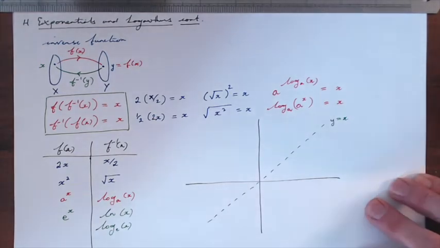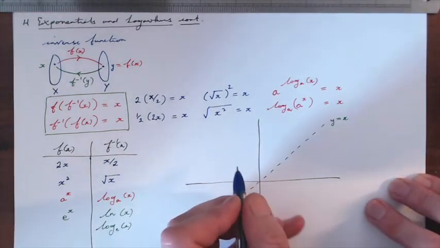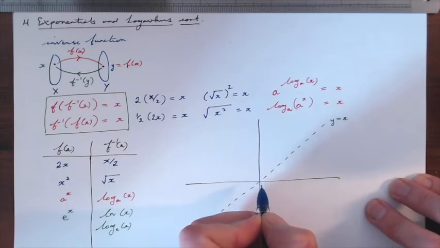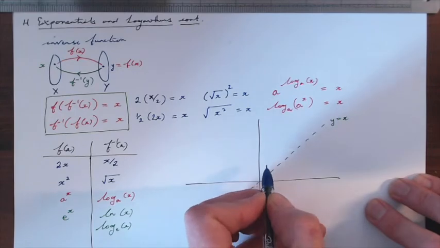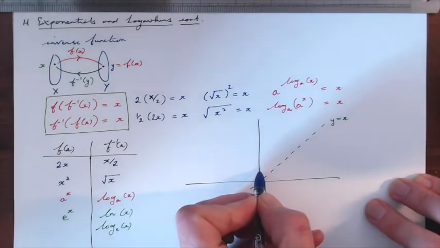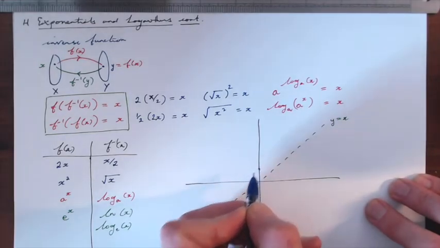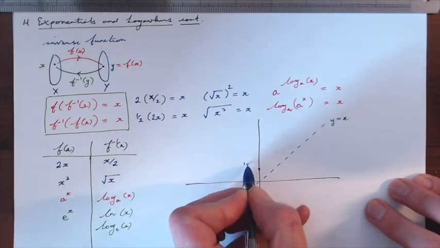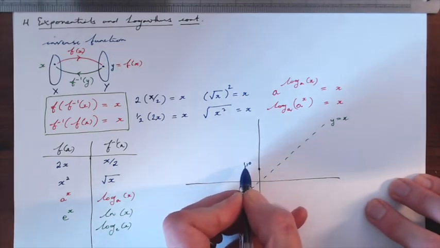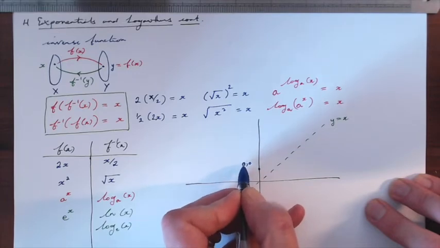Now if I think of the exponential function, remember the exponential function a to the x. When x is 0, I have a to the power of 0, which is 1. So the exponential function is going to pass through this point 0, 1, I beg your pardon.